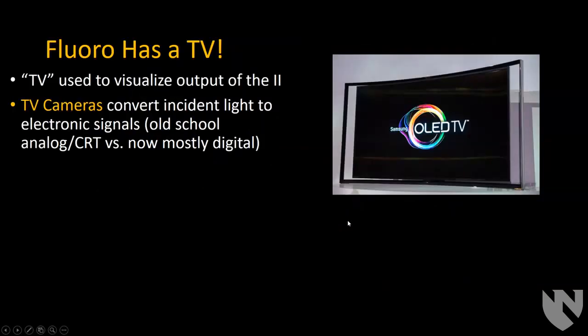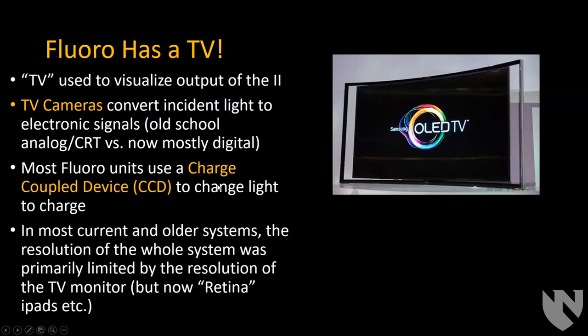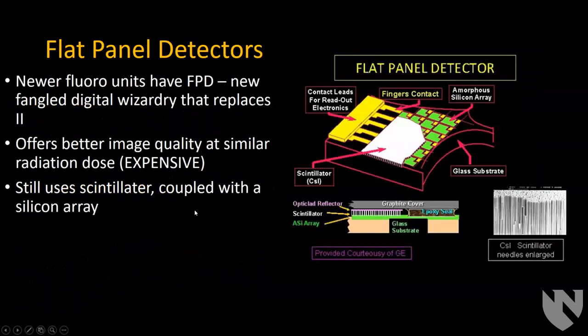So fluoro, of course, has a TV. It used to be that there would be a TV camera basically aimed at the output phosphor, and that would turn the light into a TV signal. A lot of them would use a CCD to change that light into charge, and a lot of systems, at least traditionally, the resolution of the whole system was really limited by the TV. However, of course, monitor technology is always increasing, and we've got Retina, iPads, or whatever, and so all that stuff is getting to be where the TV is no longer the weakest link in the resolution of the system.